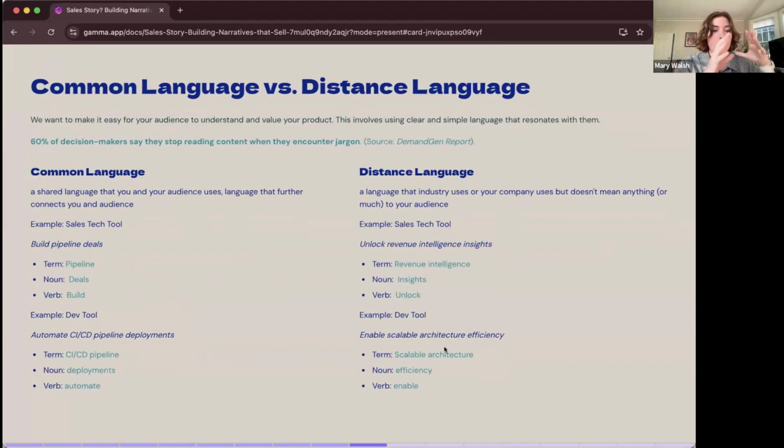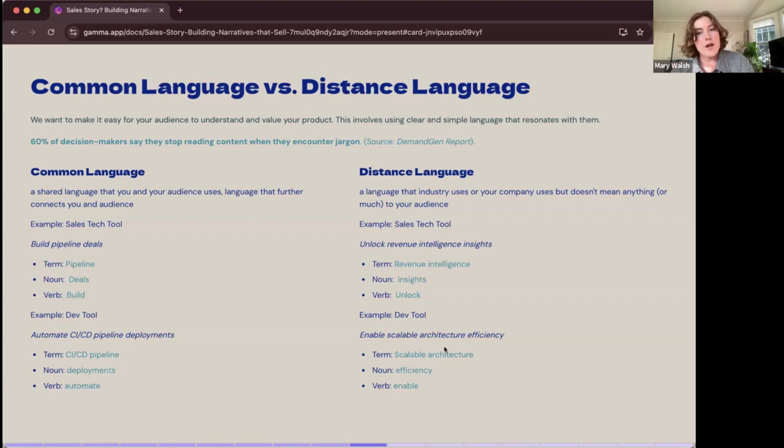There is what I call common language, meaning language that you know your audience uses and understands. Even the term B2B is common language in business. A lot of folks, if we say B2B, know it means business to business, and that's a term that identifies us in this space, and folks will know.